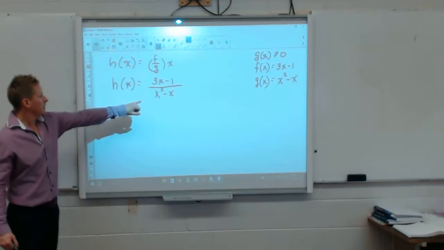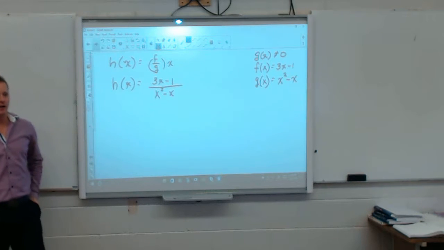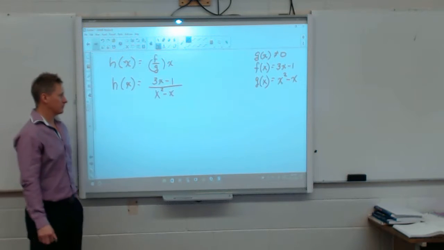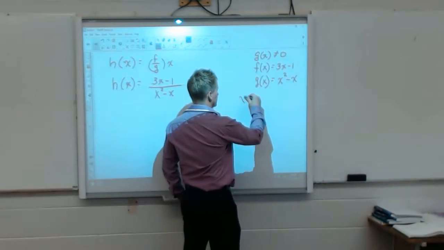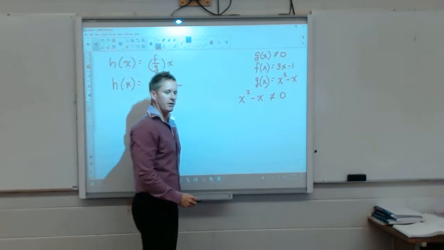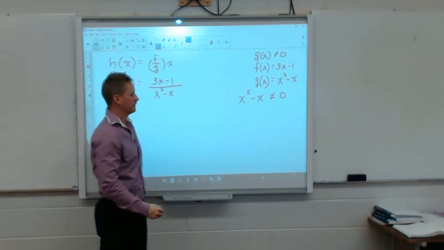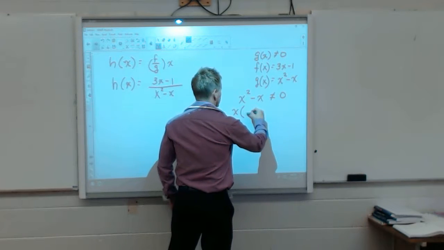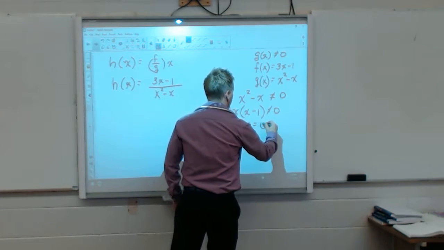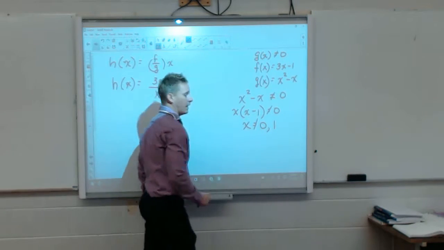In this one right here, what are your non-permissible values? So what value of x is non-permissible? x can equal 0. Okay, excellent. Okay, that was well done. I didn't think you'd see that, but it is. x squared minus x can't equal 0, right? Which then means that x times x minus 1 can't equal 0. Therefore, x cannot equal 0 or 1.